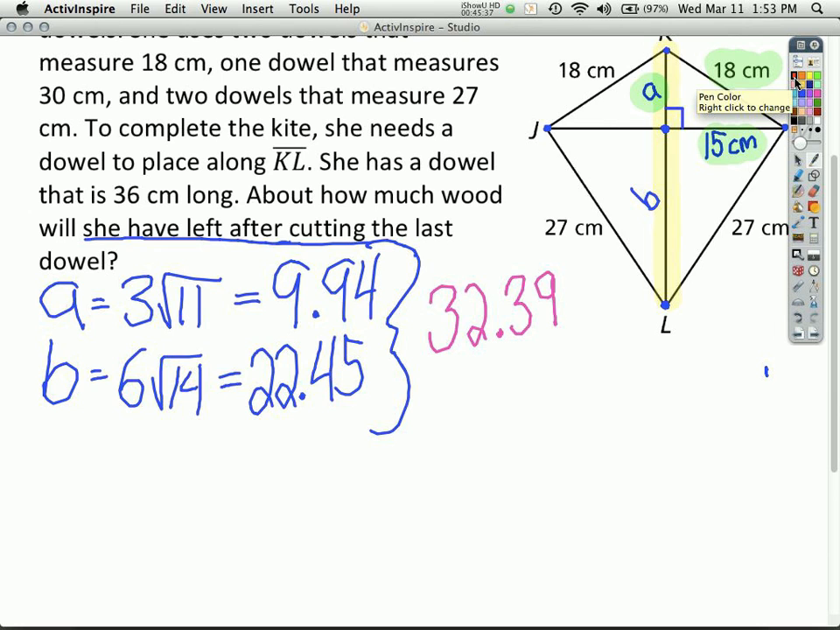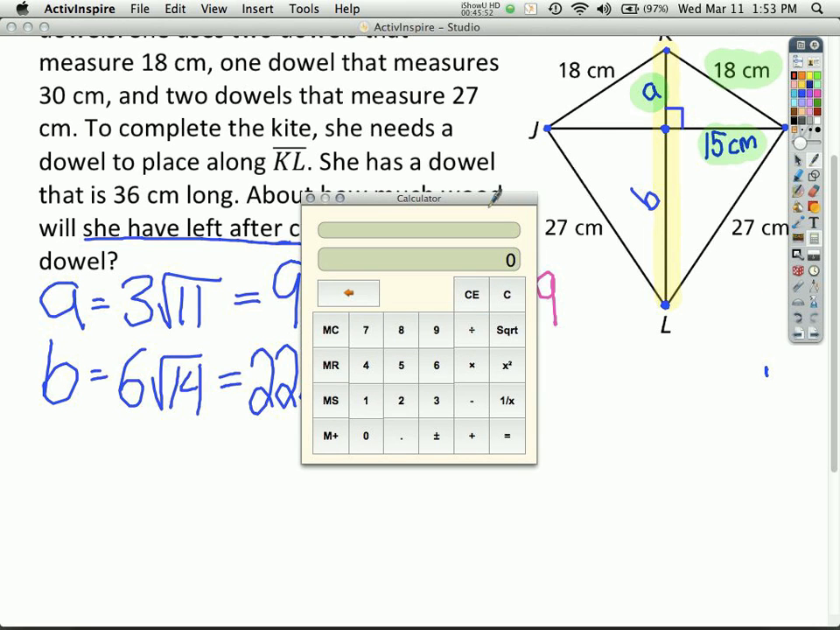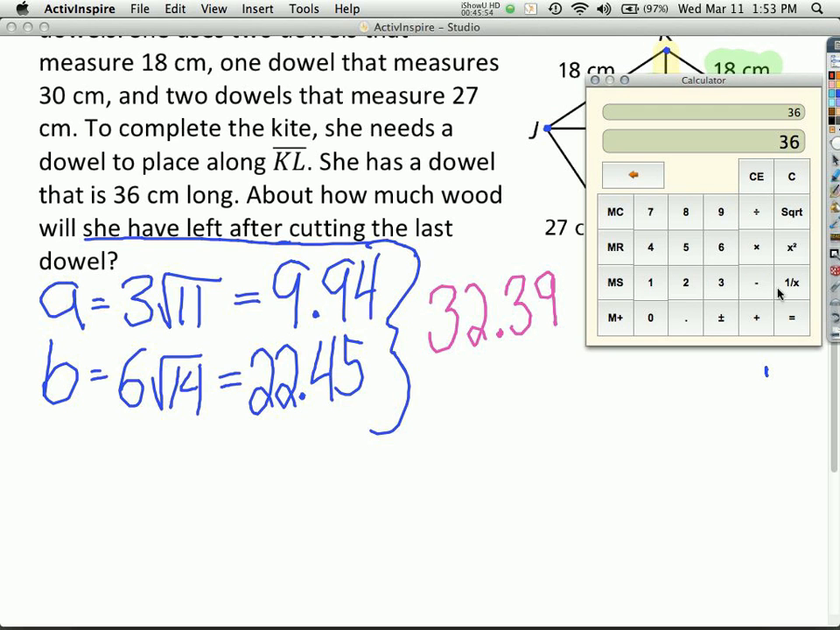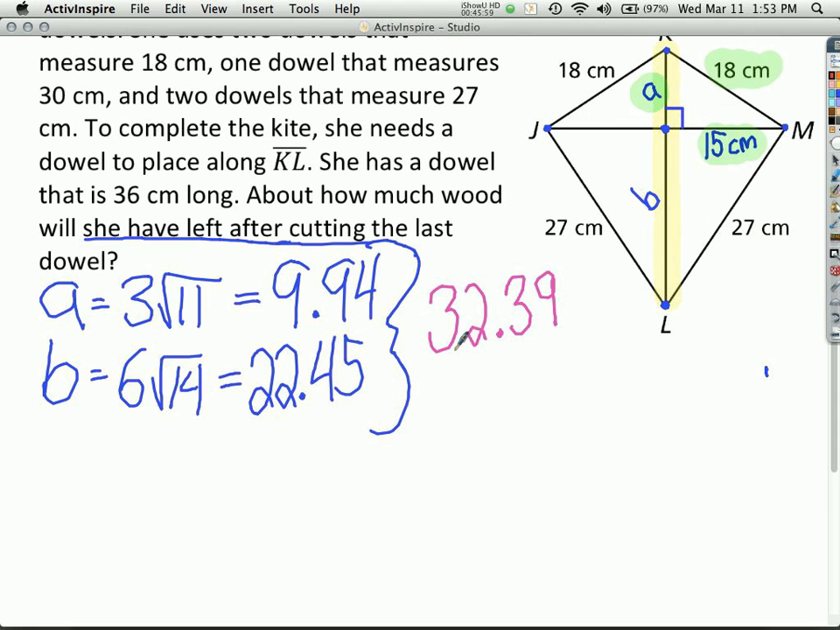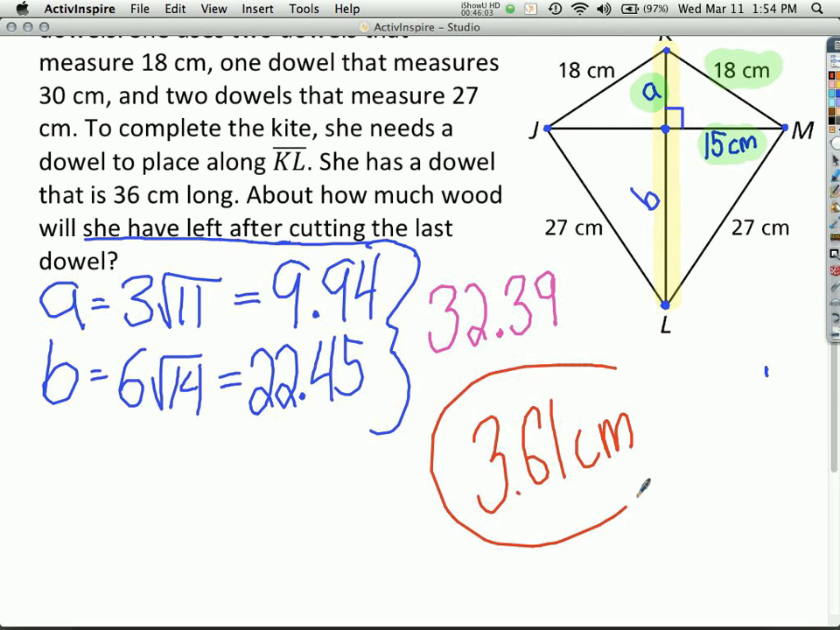Okay. So it's what? Okay, but we have exact measurements. So, okay, well, I don't need to waste time on this. I mean, we can just go 36 minus 32.39, 3.61. Okay, so we have 3.61 centimeters left over. Okay? So, comments, questions? Brian, Michaela.